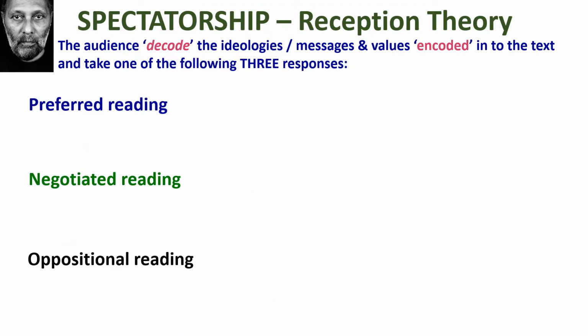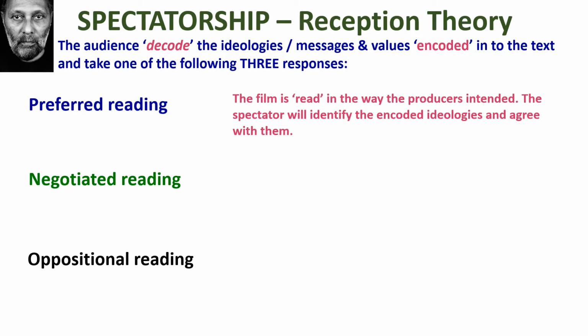Okay, a key part of spectatorship is this theory by Stuart Hall. It's called the Encode decode model, and what Hall suggests is that the audience decodes ideologies, messages and values that are encoded into the text by the producers. By producers, we mean filmmakers, writers, directors, actors. They implant a message in their film, and it's our job to decode it and either agree, disagree, or challenge it. So the three types of responses, according to Hall.